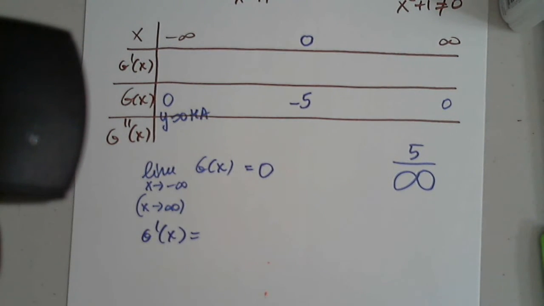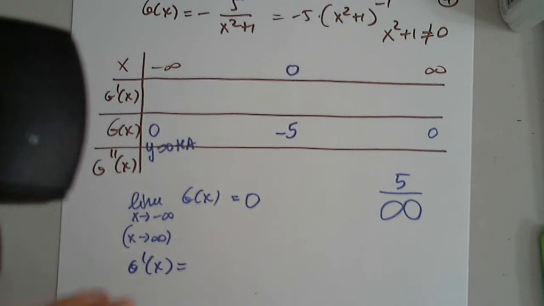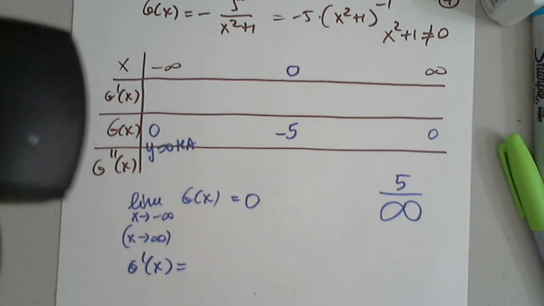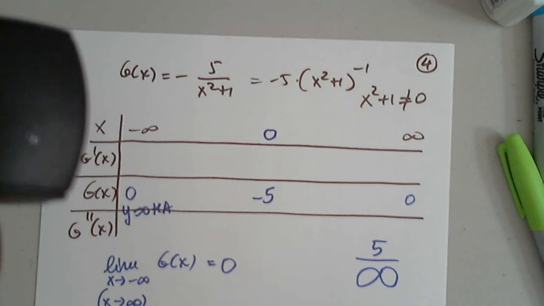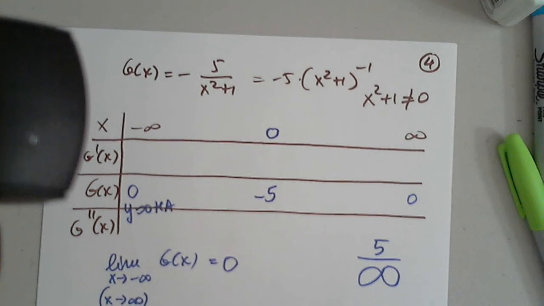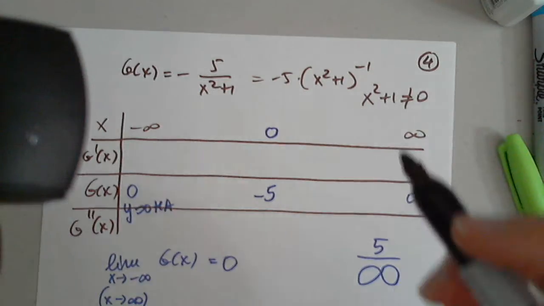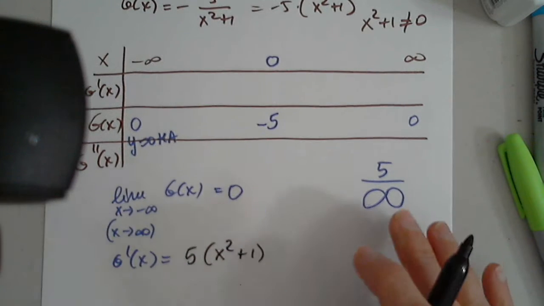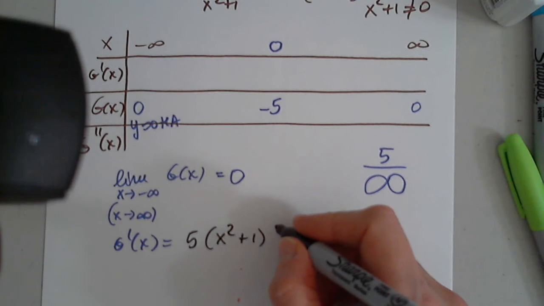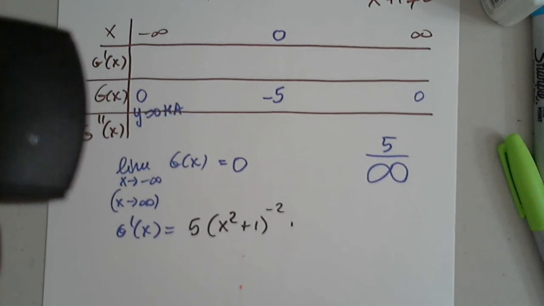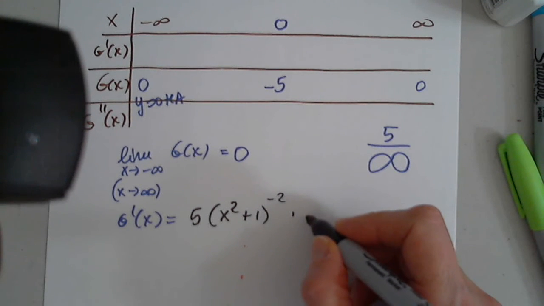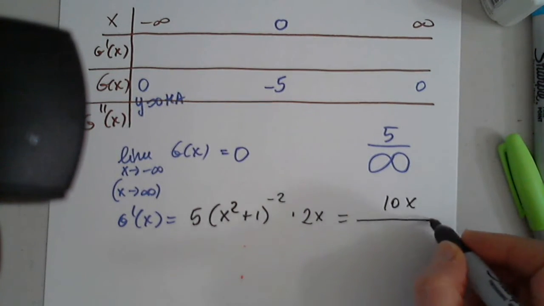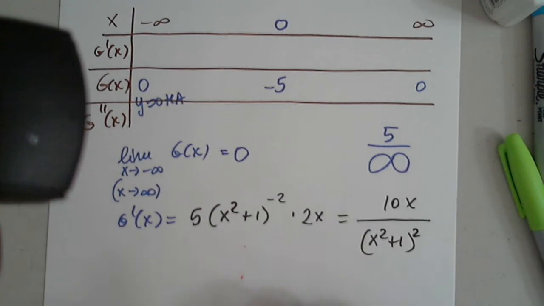So let's find g prime. Can anyone tell us how to find g prime? Anyone? You can pull x squared up and leave 1 in the bottom, and it'll be negative 5x to the negative second. Okay. We bring negative 1 in front, and we have 5 times x squared plus 1 to which power? Negative 2. Negative 2 times the inner function prime, which is 2x. Very good. So this is 10x divided by x squared plus 1 squared.